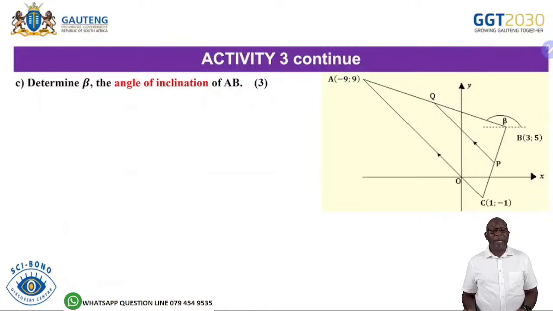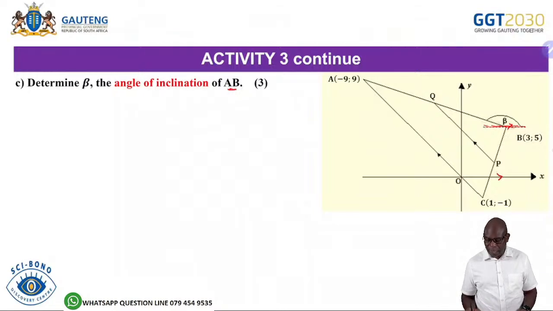Now they want us to determine beta, the angle of inclination of line AB. Can you see they also explain that it is for line AB? And that line here means this line there, it's parallel to this one. So if it's parallel to that, then we have that angle that is there. So the angle here that is formed is the same as the one formed far away there.